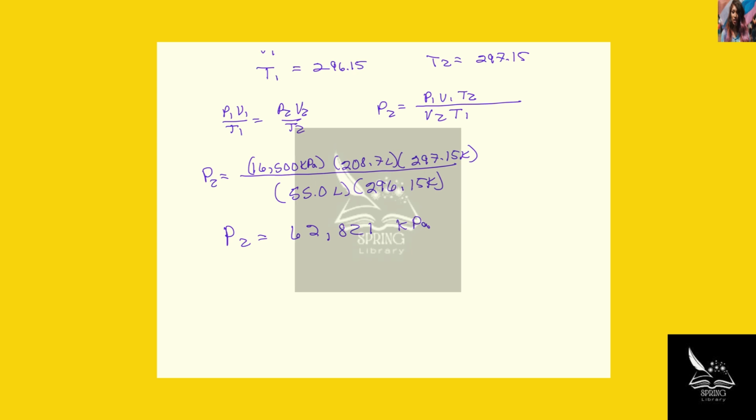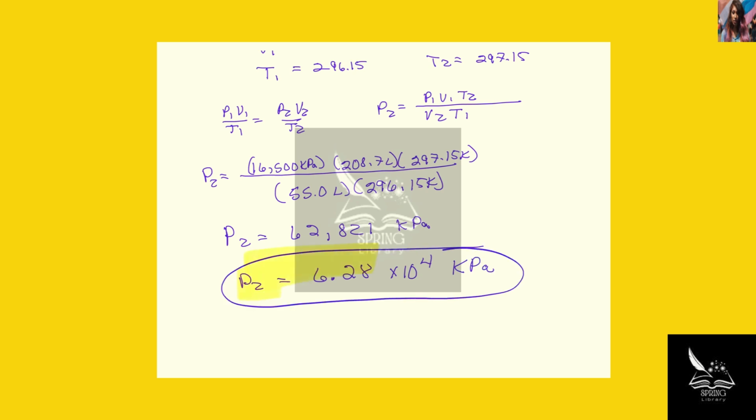It'll be a lot there. So I get P2 is equal to 6.28 times 10 to the 4th kilopascals. That was a long problem, but it was sort of fun.